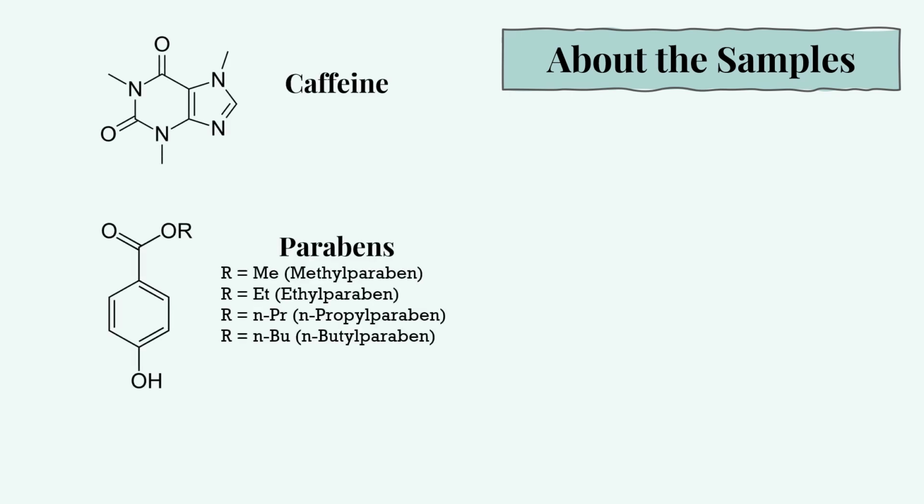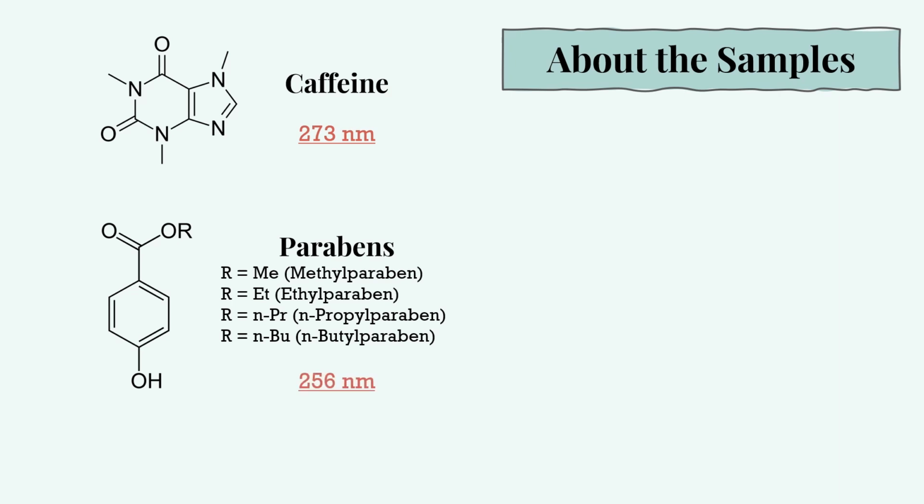The standard used contains a mixture of 5 compounds, caffeine and 4 different parabens. Caffeine has a maximum absorption wavelength of 273 nanometers while the parabens have an absorbance peak at 256 nanometers.